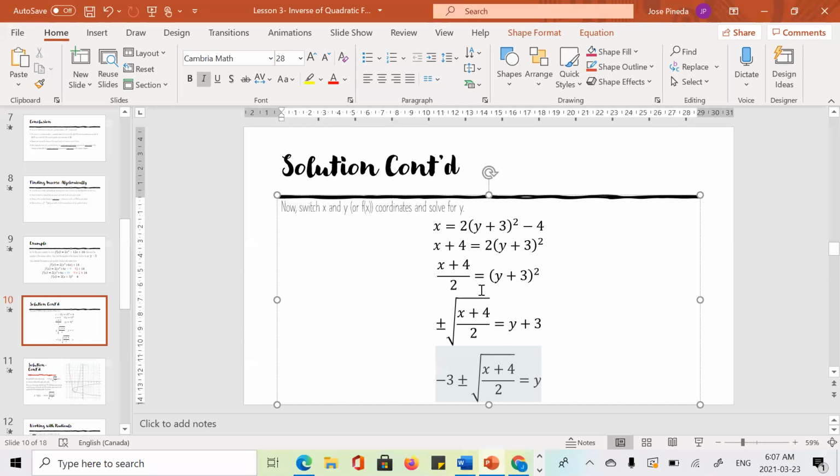So we take the positives, we find the positive negative square root of (x + 4) over 2, and that's equal to y + 3, and then of course we subtracted the 3 on both sides.